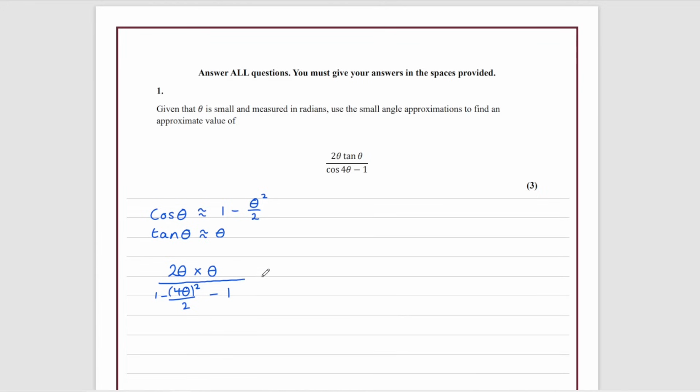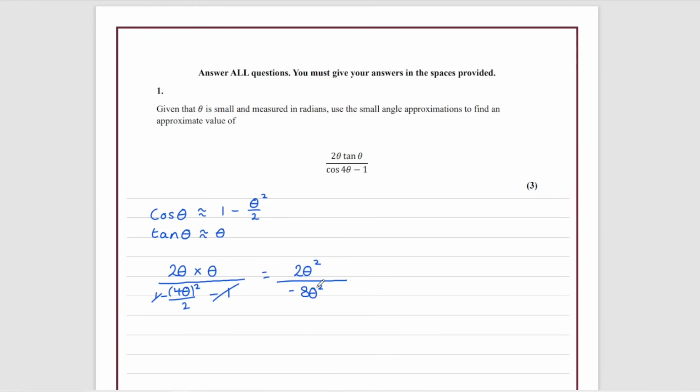So now let's simplify. 2 theta times theta, nice and straightforward, gives me 2 theta squared. Now for the denominator, I've got this 1 and this minus 1, so they'll cancel straight away. What that leaves me with is minus 4 theta all squared over 2. Well, 4 theta squared would be 16 theta squared, over 2. So minus 16 theta squared over 2 would just leave me with minus 8 theta squared.